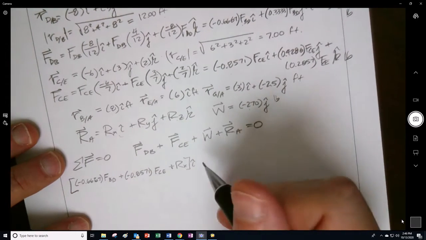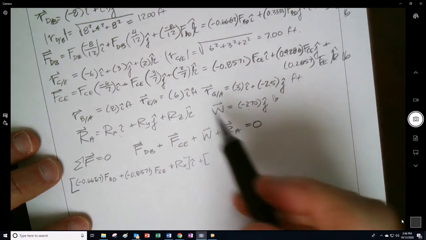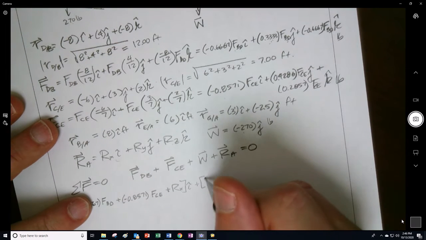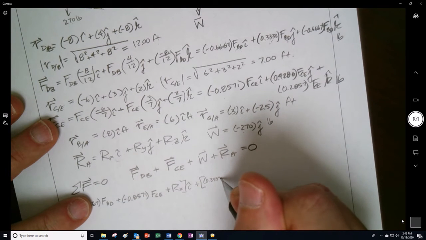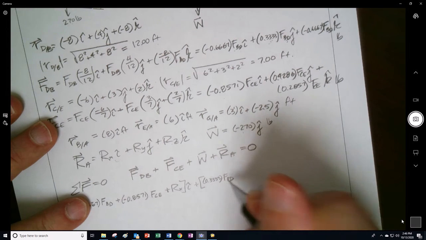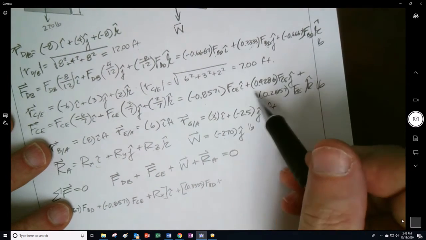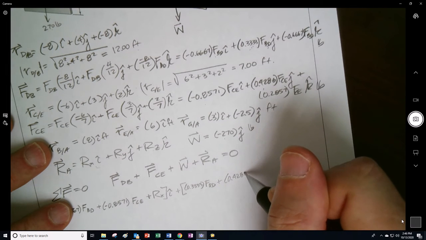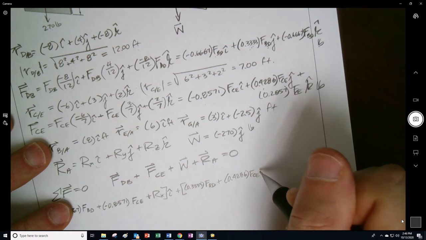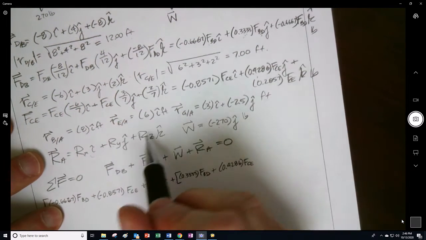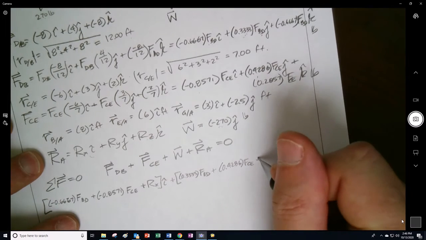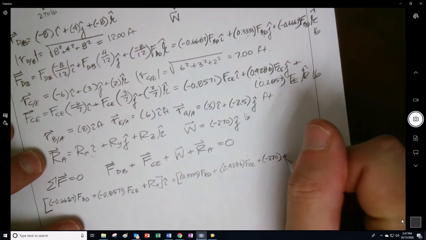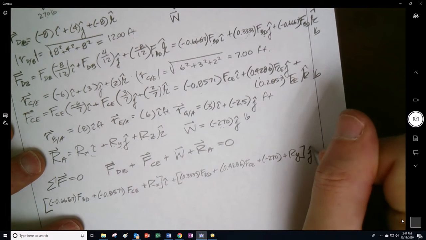So that's i. Plus the j, we systematically come here and we go, okay, so that's 0.3333 FBD, and that's positive. And then plus this guy right here, and he's positive, 0.4286 FCE. Now the weight, this one does have a negative right here, so it's negative 270, and then we also add in the RAy, and that's j.